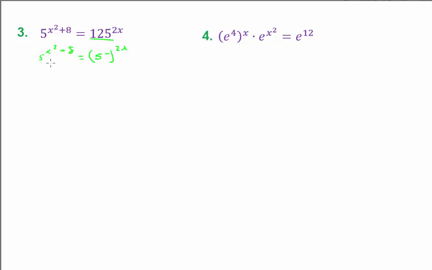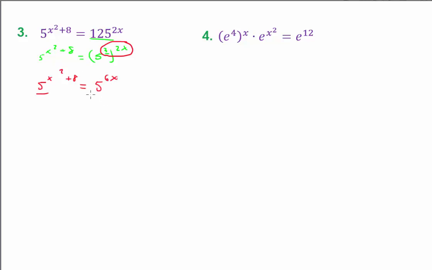5 to what power is 125? And it happens to be 3. So 5 to the third is 125. So I'm basically substituting 5 to the third in place of my 125. Now I'm going to use another property of exponents, which tells us that I can multiply these two exponents here. So now I have 5 to the x squared plus 8, that's all an exponent, by the way, is equal to 5 to the 6x.